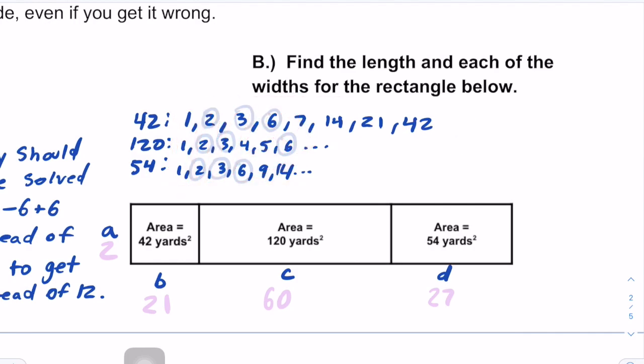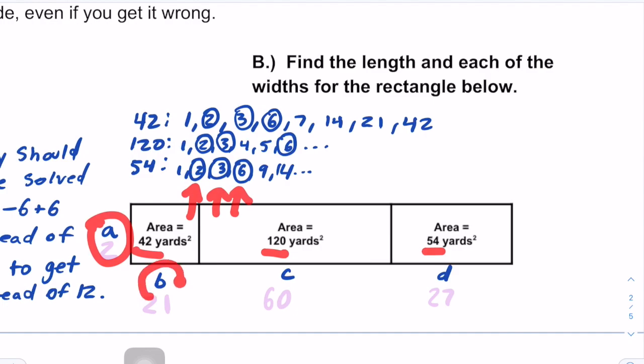So I went ahead and found all the factors of 42. I did stop at 6 for the factors of 120 and for the number 54 because I found some common ones. I see that 2 is in common between all of them. I see that 3 is in common between all of them. And I also see that the number 6 is in common between all of them. So pretty much any one of these three can be placed into A, and whatever the factor pair that goes along with it to give you either 42 or 120 or 54 is going to be side length B, side length C, and side length D.